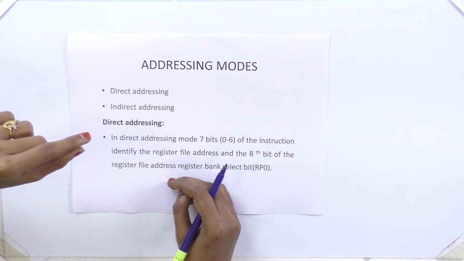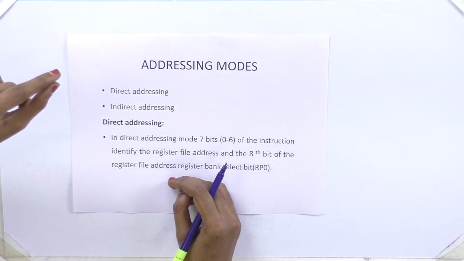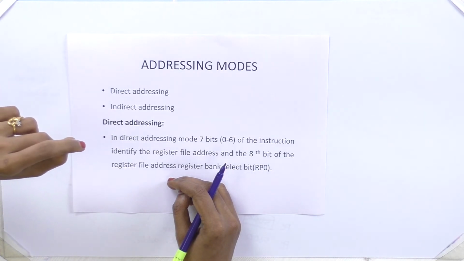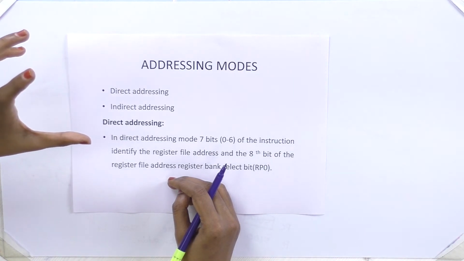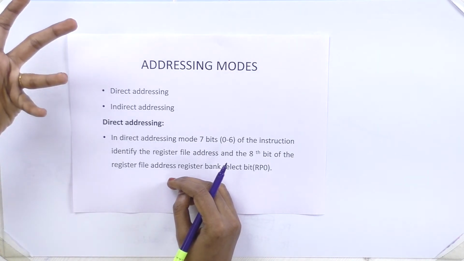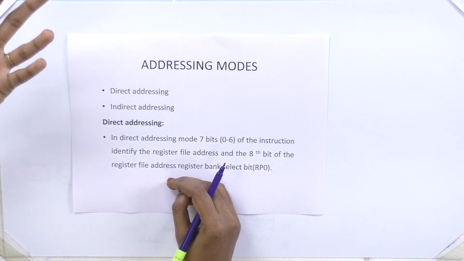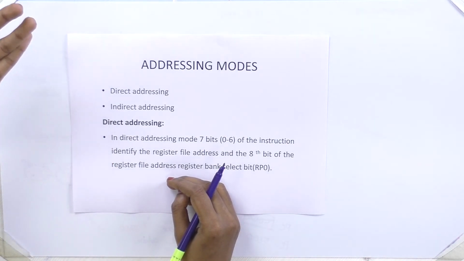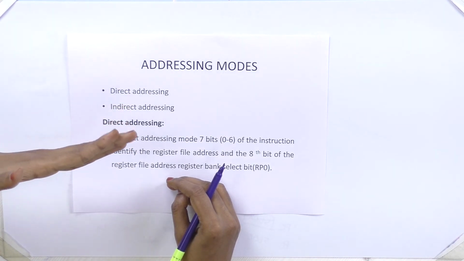You know already what direct addressing mode and indirect addressing mode are. In direct addressing mode we mention the operand's address in the instruction itself. In indirect we mention the address of the operand in a register. That's the difference between direct and indirect. If you directly mention the operand's address in the instruction, that is direct addressing mode. If you mention the address of the operand using a register, that is called indirect addressing mode. The same concept is used here. So instead of the operand address, we mention the register's address.